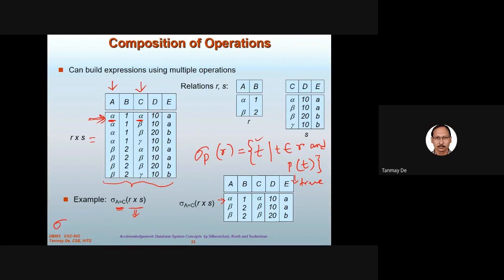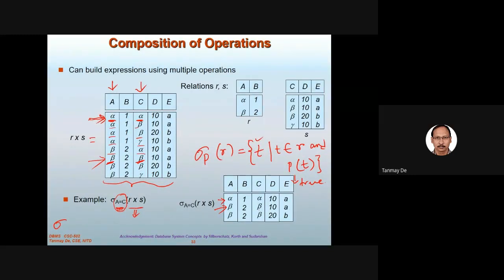Now check this one, is it equal? No. A is not equal to C. Alpha is not equal to gamma. Now check, beta is not equal to alpha. So this row is not considered as an outcome. Now check that this beta and this beta are equal. A equals C, this condition is satisfied. So this tuple is considered as an output, that is beta 2, beta 10 a. This is considered as an outcome.